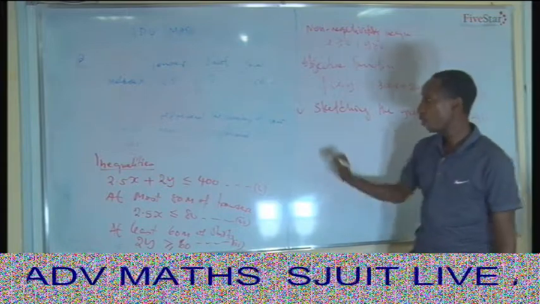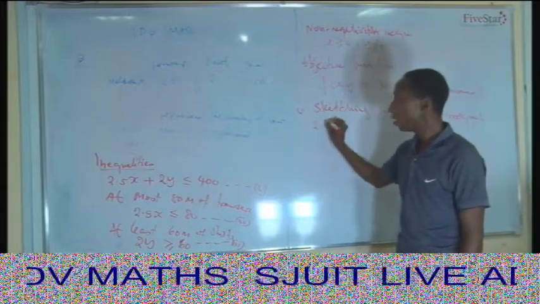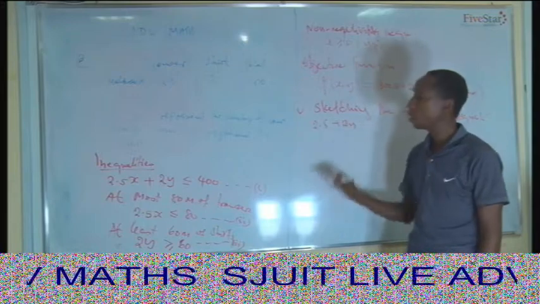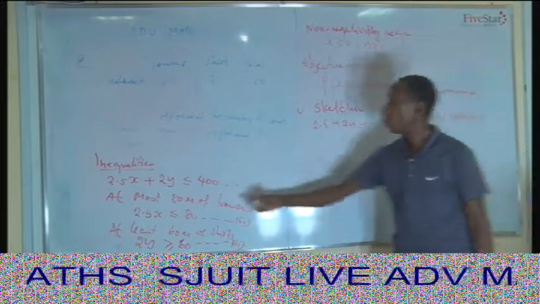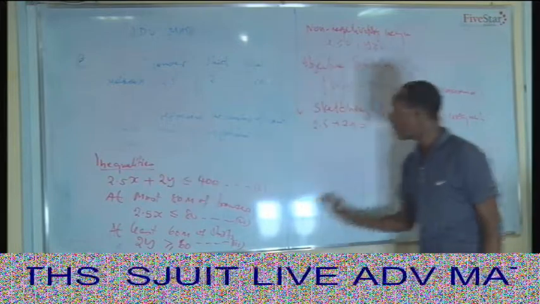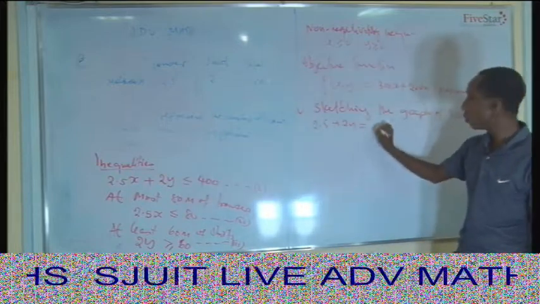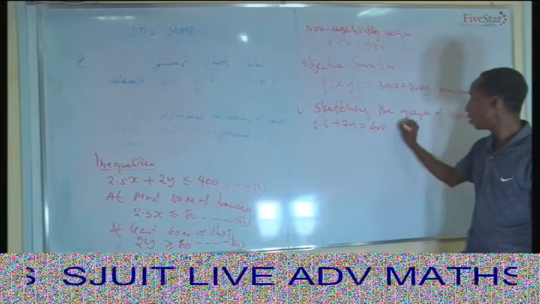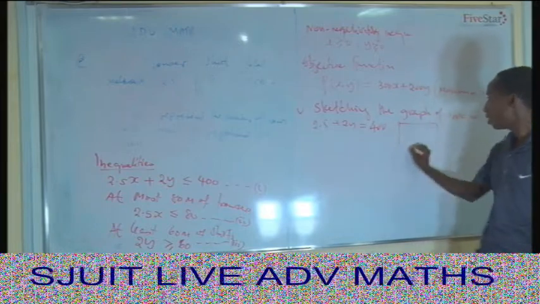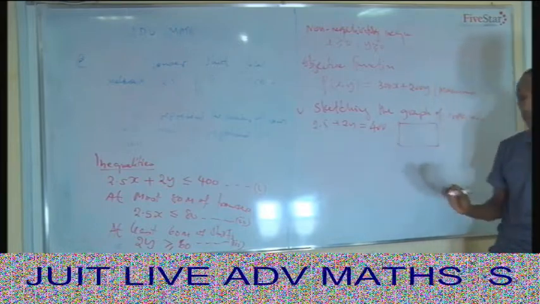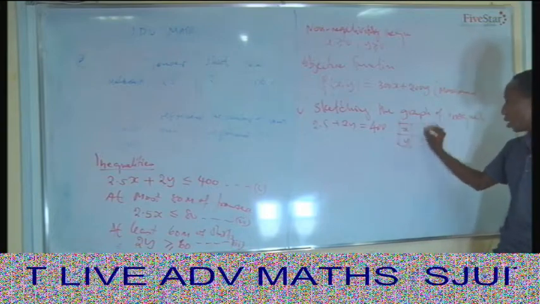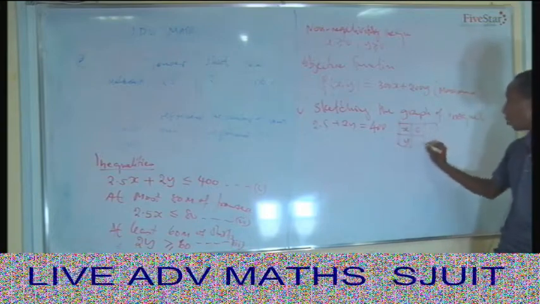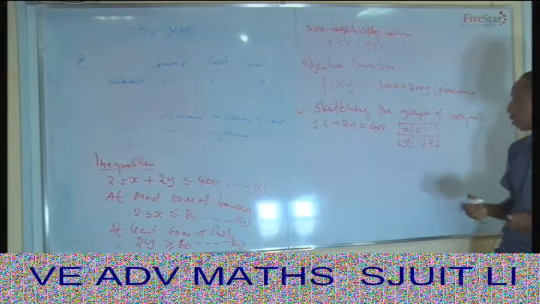We have our first inequality, 2.5x plus 2y. We first construct the tables of values. We just replace the inequality by an equal sign in order to construct the table of values. So this is 400. We just construct a simple table by using the x and y intercepts. So this is x, y. When x is 0 and when y is 0, we find the corresponding missing values.